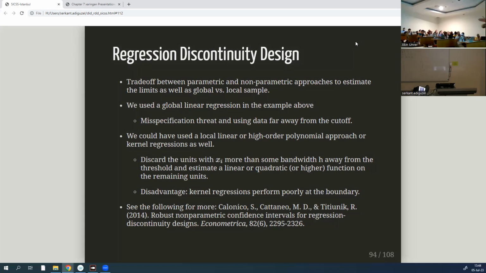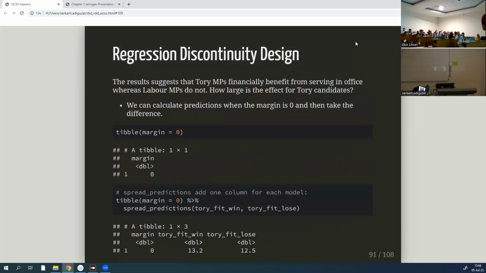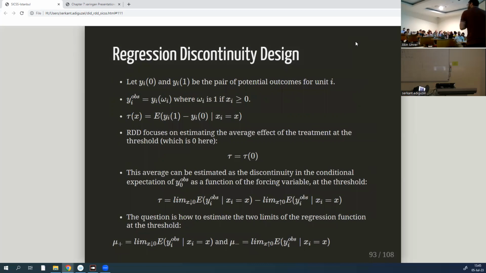And they also have a nice package. I'm not going to show you here, but what I normally do in my class is take this data and use their method. That's going to be a good practice for you, and you can also see how it works. Any question about RDD?